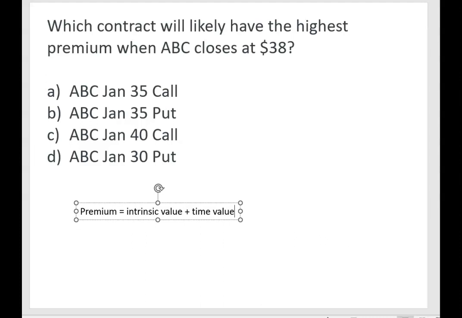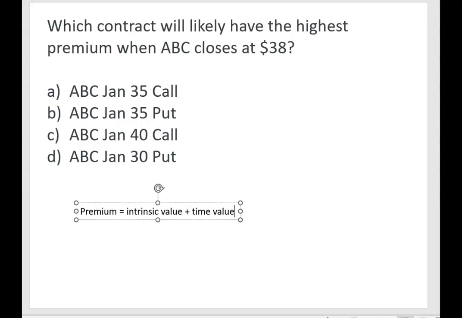Well, let's take a look at choice A, which is a January 35 call. That's the right to buy ABC stock at $35 a share. Now, could you make a profit buying something for $35 that's worth $38? You can make a little profit doing that, couldn't you? In fact, how much profit would you make? $3, right, Amy? Exactly. So the January 35 call has $3 of intrinsic value, $3 of built-in profitability to it. And they all have the same time value.